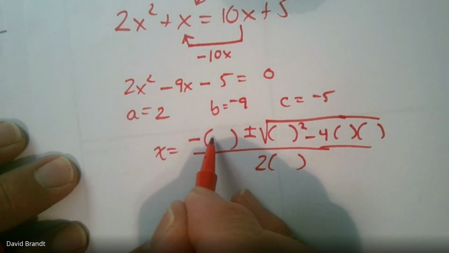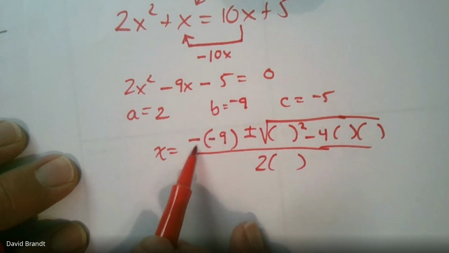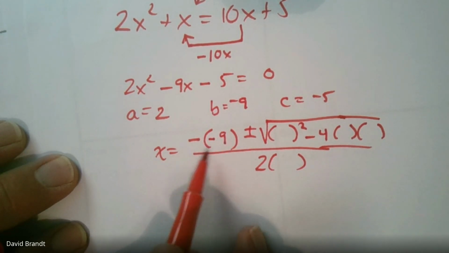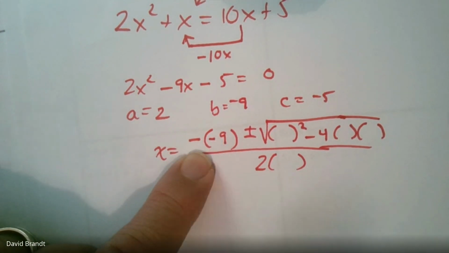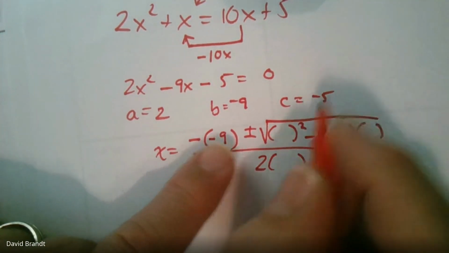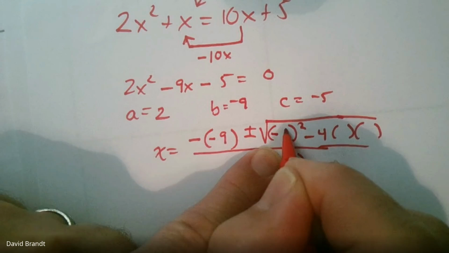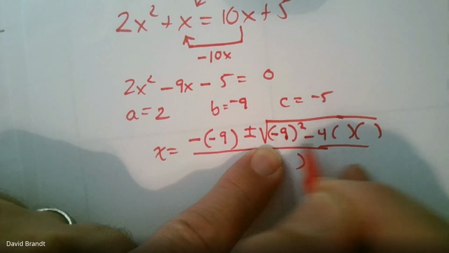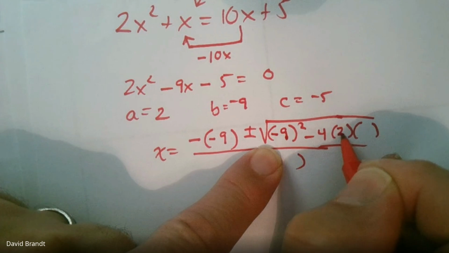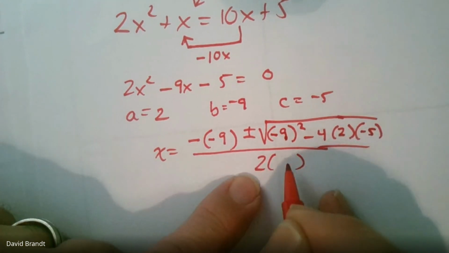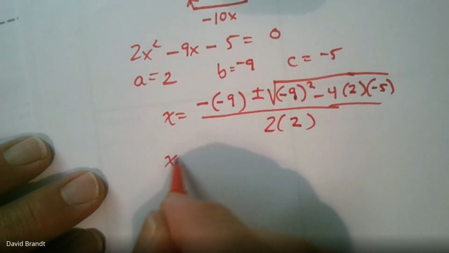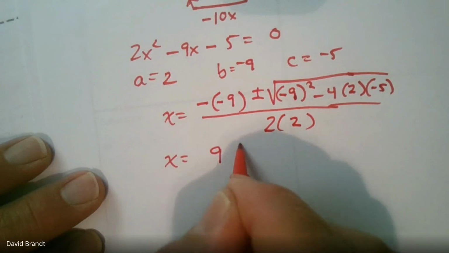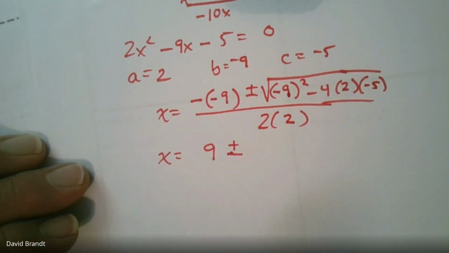Right here, that's going to be a negative 9. Now be careful, this negative was in the formula. That negative belongs to the 9, and that's a double negative. That's going to turn to a plus. Now this negative 9 goes inside the parentheses, and this is going to be A, and this is going to be C, all over 2A. All right, let's use the order of operations. That becomes a positive 9.